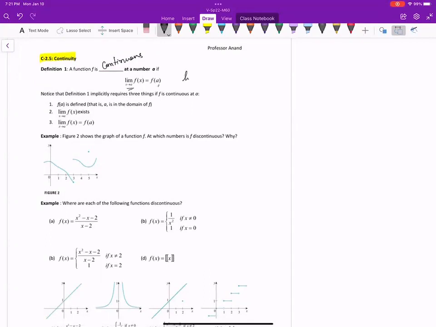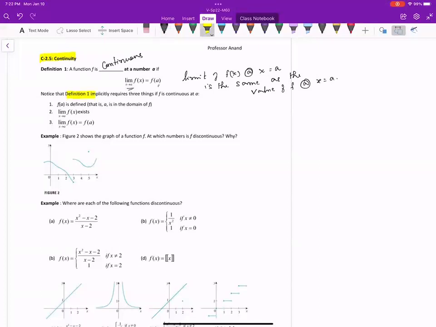The limit of f of x at a is the same as the value of f at x equal to a, or the y coordinate of the function at a, which is f of a.